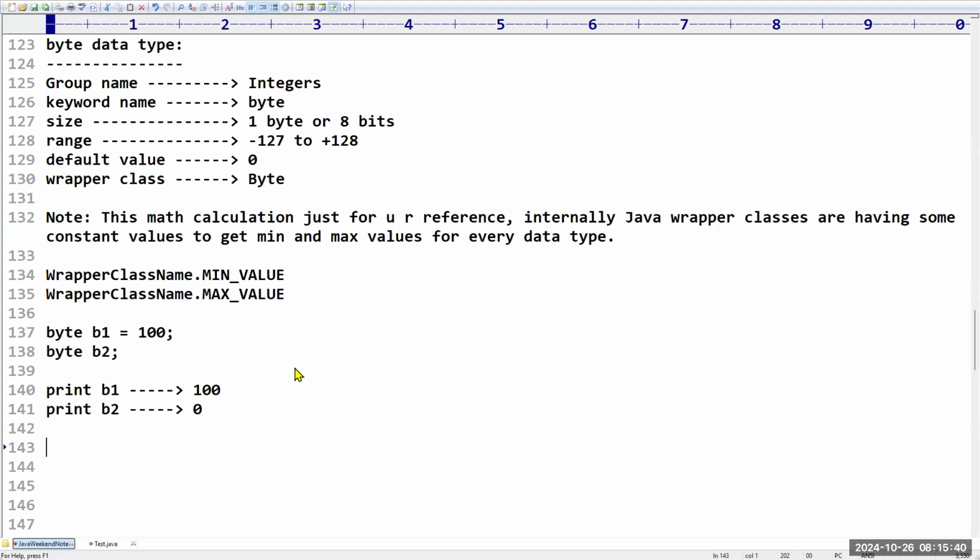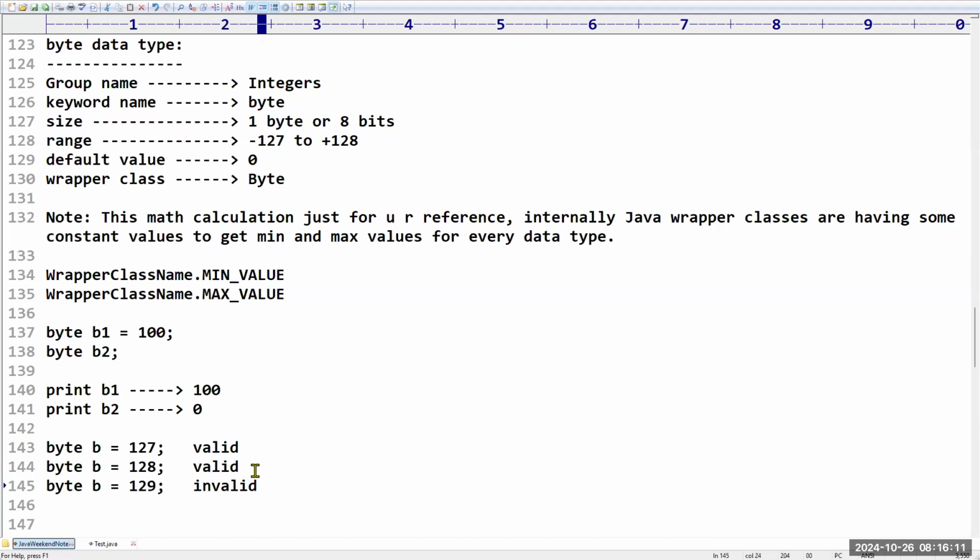Now, sir, I am going to take byte B is equal to 127. Is it valid or invalid? Valid, right? Yes, sir. Now I am taking byte B is equal to 128. Valid or invalid? Invalid, sir. Okay, sorry, valid. We have 128. Now I am taking byte B is equal to 129. Valid or invalid? Invalid.